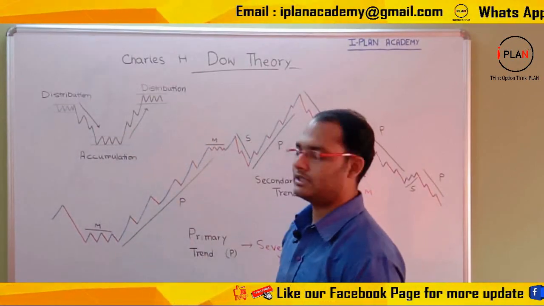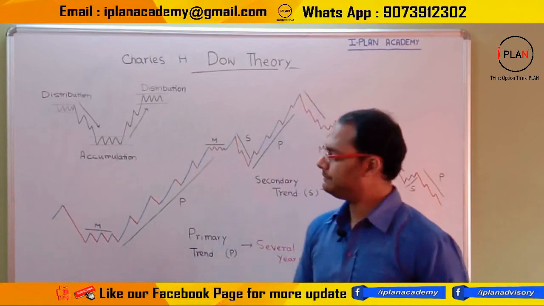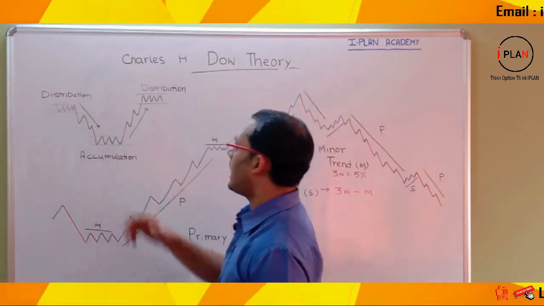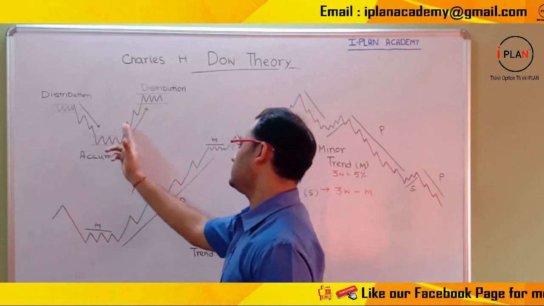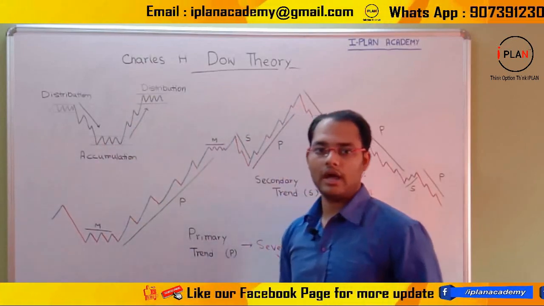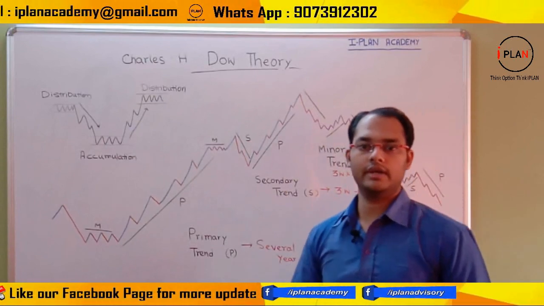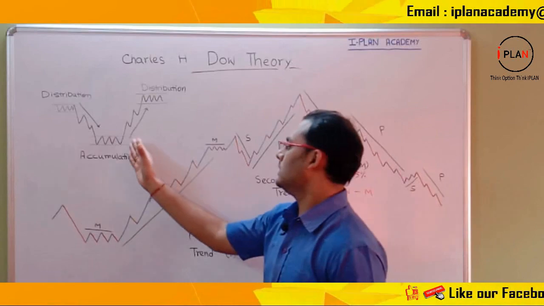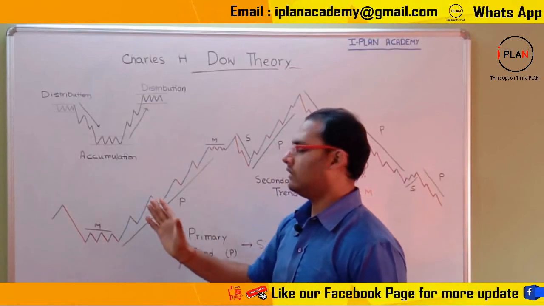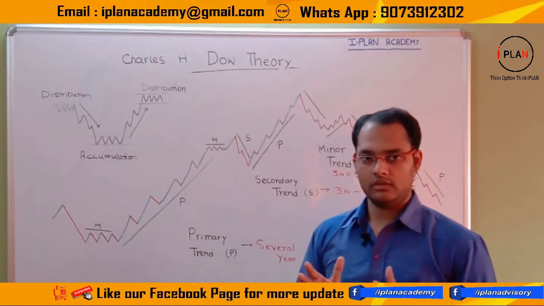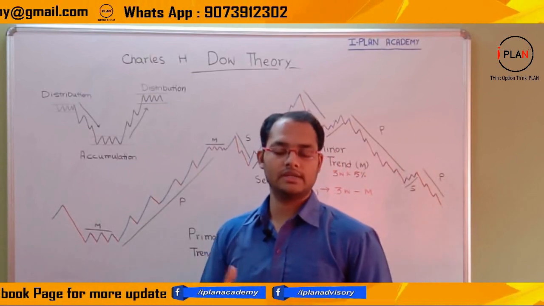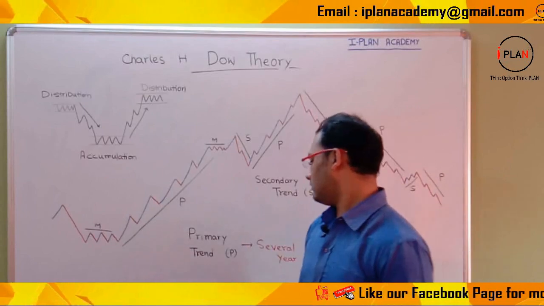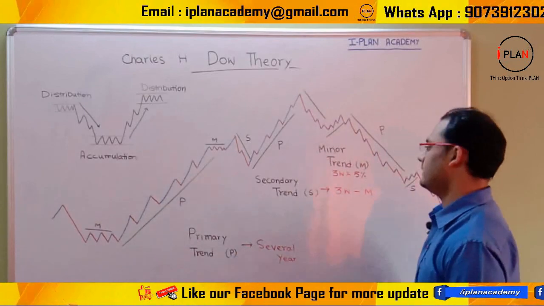This is basically explained by Charles H. Dow. But within this downtrend and uptrend and within this range bound area, there are a lot of other trends, which are called secondary trend and minor trend, and this big trend which exists for more than several years is called the primary trend. So we will start with primary, secondary and minor trend.